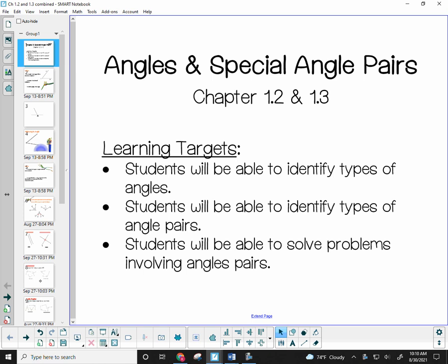Does everybody have notes and a protractor? Anybody need anything?